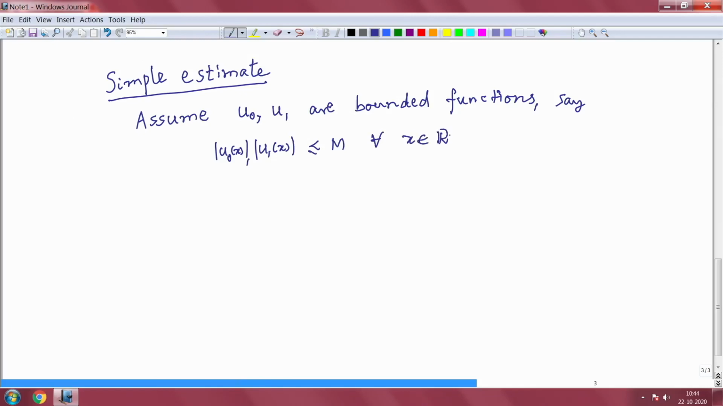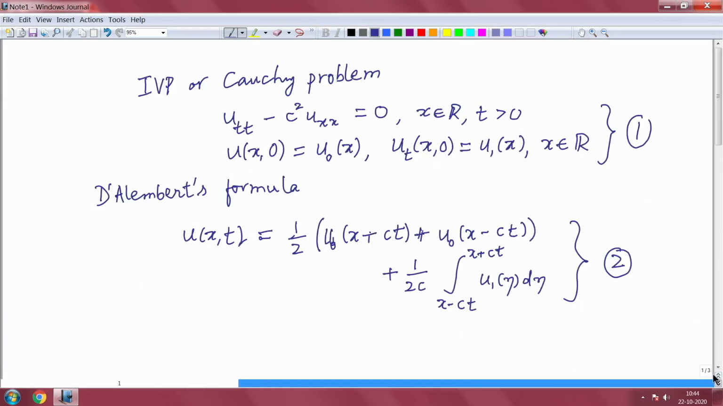Then you go back to the D'Alembert's formula, equation number 2. Now you take absolute value on both the sides and by our assumption u_0 is bounded by M. So, you get 2M here, there is a half here, so you get M. Again in the integral side you take the absolute value and that is also bounded by M, and then you integrate the constant, you get 2ct, and the 2c cancels. This is a very simple estimate.